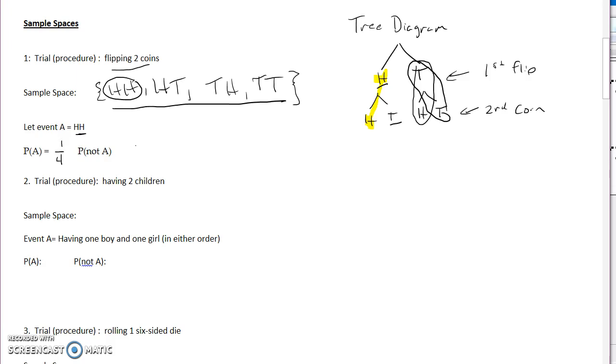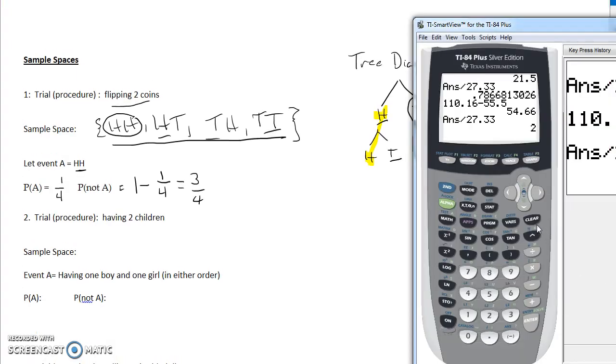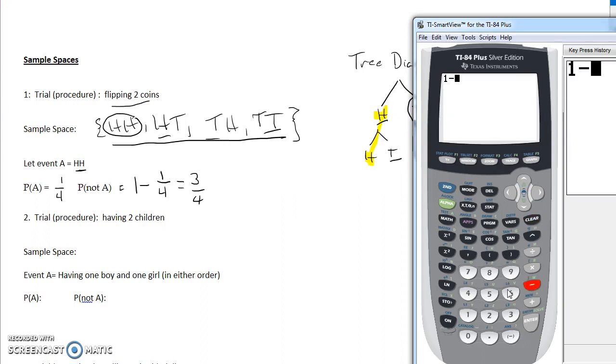Now let's talk about the probability of that not occurring. Again, you could probably just go up here and count. There's 1, 2, 3 different ways that that doesn't occur out of 4. Or using the idea of complement that we talked about previously, we can do 1 minus 1/4, which gives us 3 over 4. If you're not a big fan of fractions, just go ahead and go over to your calculator and just do 1 minus 1 over 4.